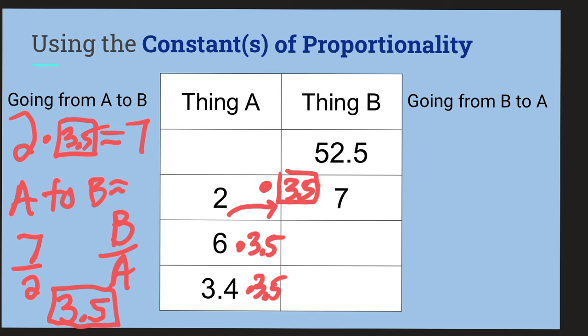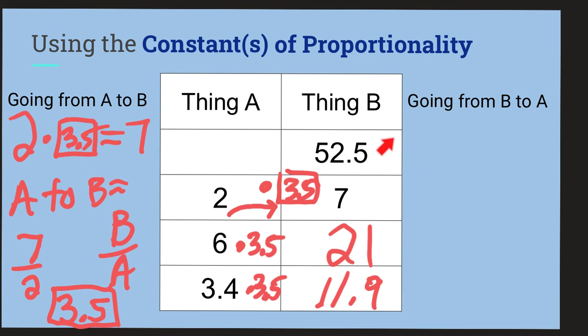So all I need to do to find the missing B value is to take the A value and multiply it by 3.5. If you were to look back at your notes from the slide earlier or previous, we do get the same answers. So both methods will give us the same answer.